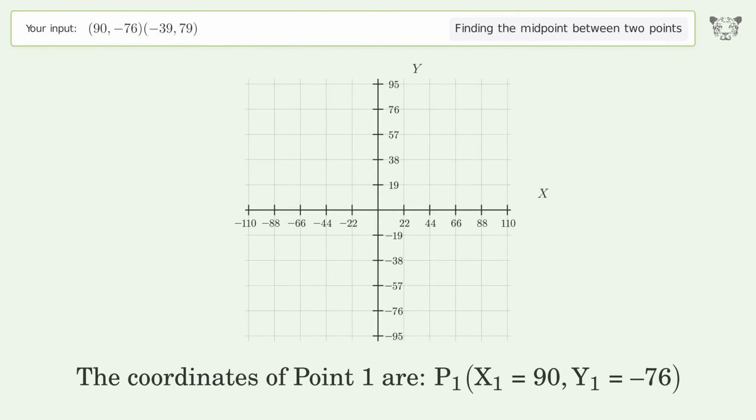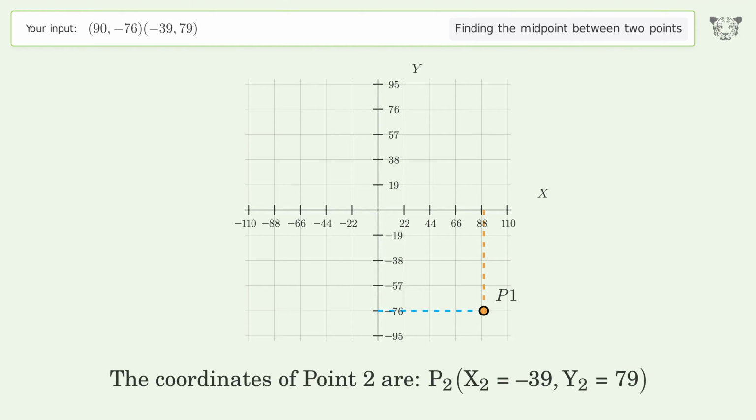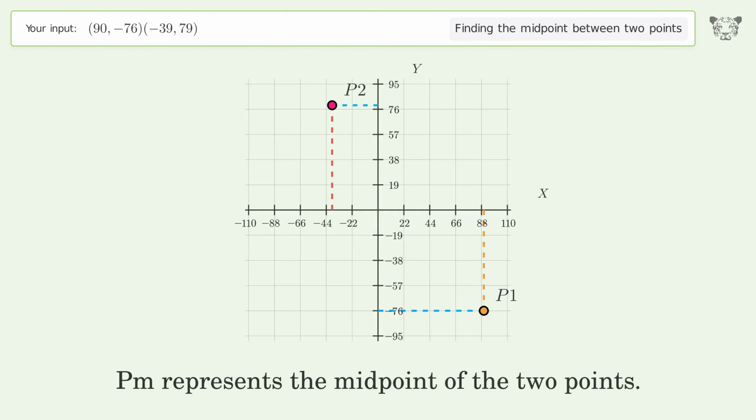The coordinates of point 1 are x1 equals 90, y1 equals negative 76. The coordinates of point 2 are x2 equals negative 39, y2 equals 79. PM represents the midpoint of the 2 points.